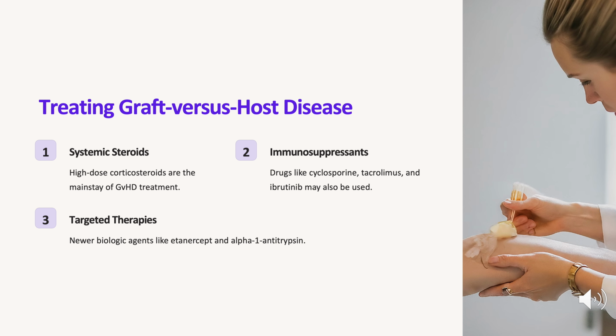2. Immunosuppressants. Medications such as cyclosporin, tacrolimus, and ibrutinib are commonly utilized to further suppress the immune system and prevent the escalation of graft versus host disease. 3. Targeted therapies. Emerging biologic agents like etanercept and alpha-1 antitrypsin offer targeted approaches to modulate specific pathways involved in graft versus host disease pathogenesis, providing additional options for refractory cases.